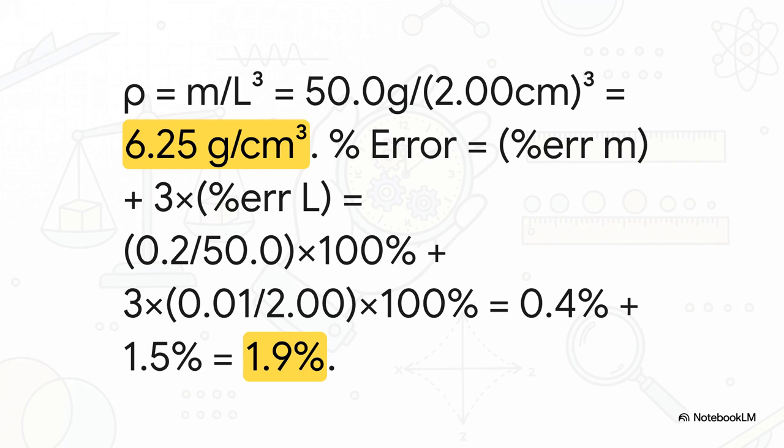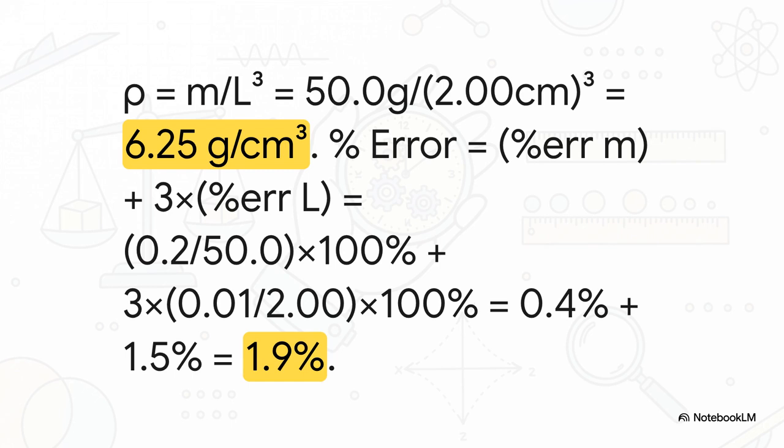When you multiply or divide quantities, you add their percentage errors, so let's find those. The percentage error in the mass is 0.2 divided by 50.0 times 100. That's 0.4%. The percentage error in the length is 0.01 divided by 2.00 times 100. That's 0.5%.